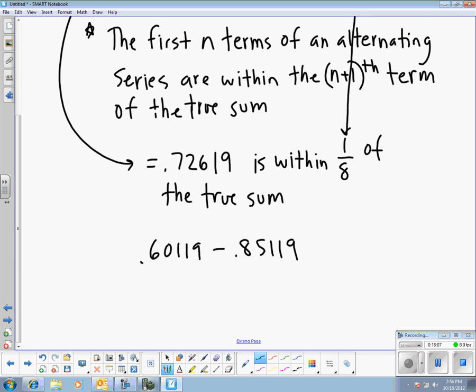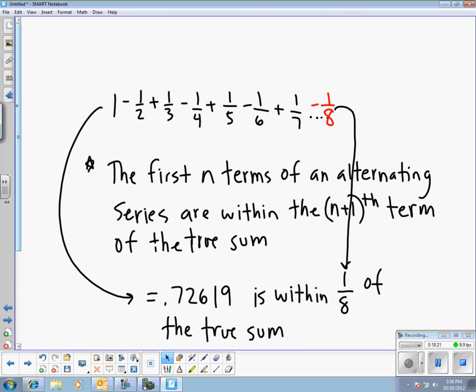So the true sum, we've been saying this series converges forever, for weeks, knowing that it adds up to some number, but we had no idea what that number is. Well, now I have an increasingly good idea. I know it's between 0.60119 and 0.85119, because in alternating series, the first n terms are within the n plus 1th term of the true sum. Okay, I hope that makes sense. We can talk about it more in class.